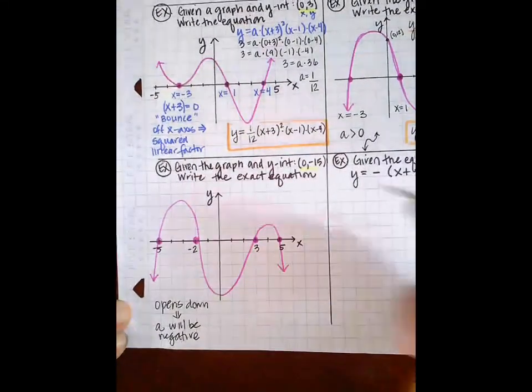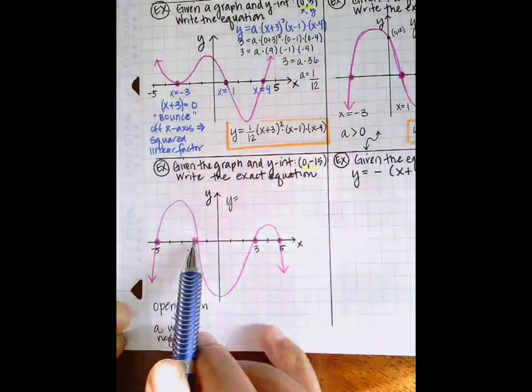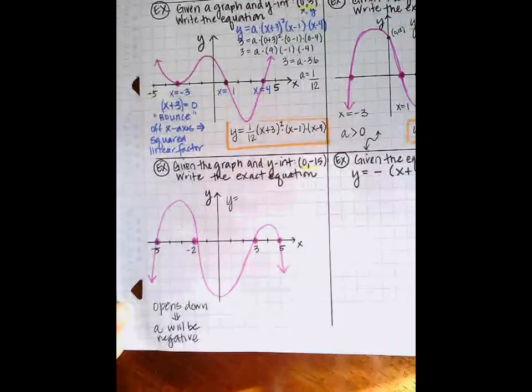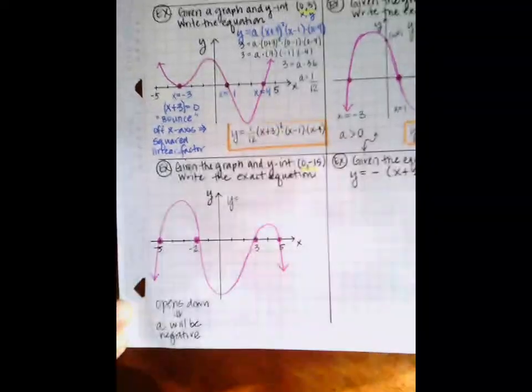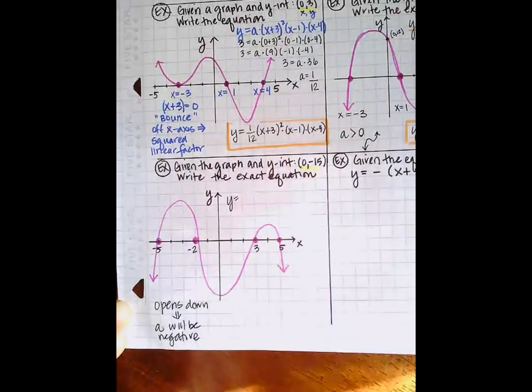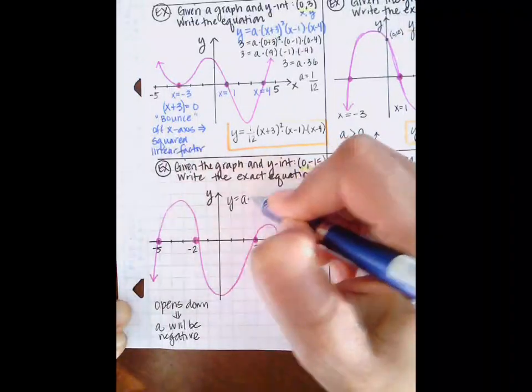So putting each one of these together, now I've got y equals, and again, each one of these passes right through the x-axis. It does not flatten, so there is no cubed linear factor. And again, there's no bouncing. It just passes right on through. That means each one of those linear factors is just going to be a single linear factor.